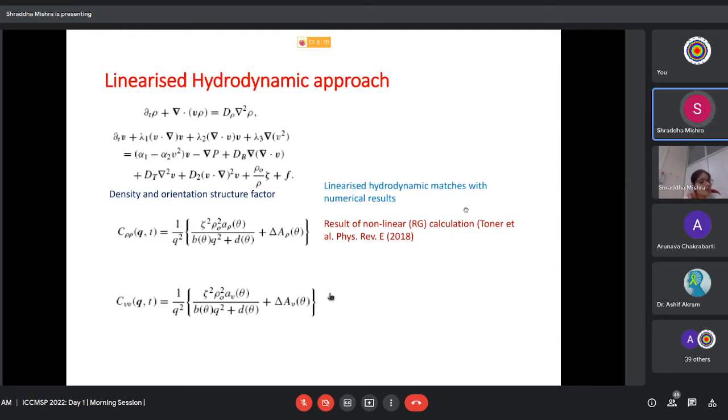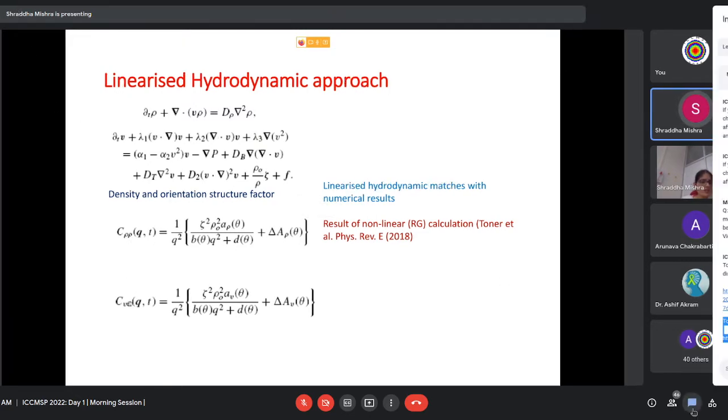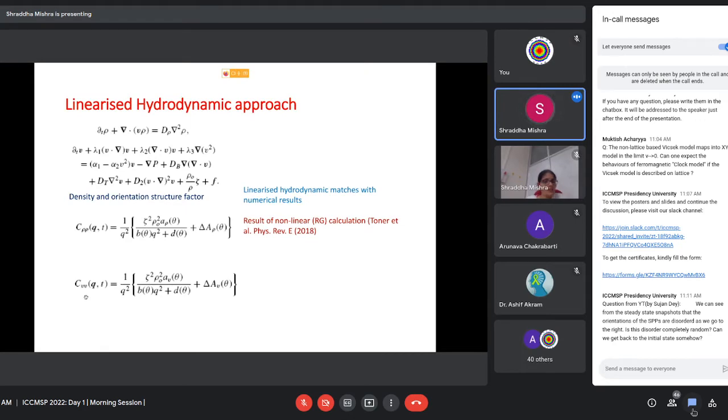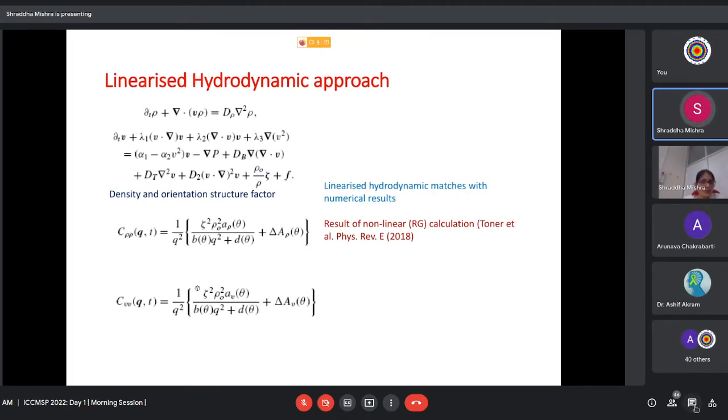Now we also looked at this system using a linearized hydrodynamic approach, by writing down the equations of motion for the density and the local velocity of the particles, and introducing the obstacles through quenched noise in the system. We calculated the 2-point spatial velocity and density correlation functions. When there is no obstacle present, zeta is 0.